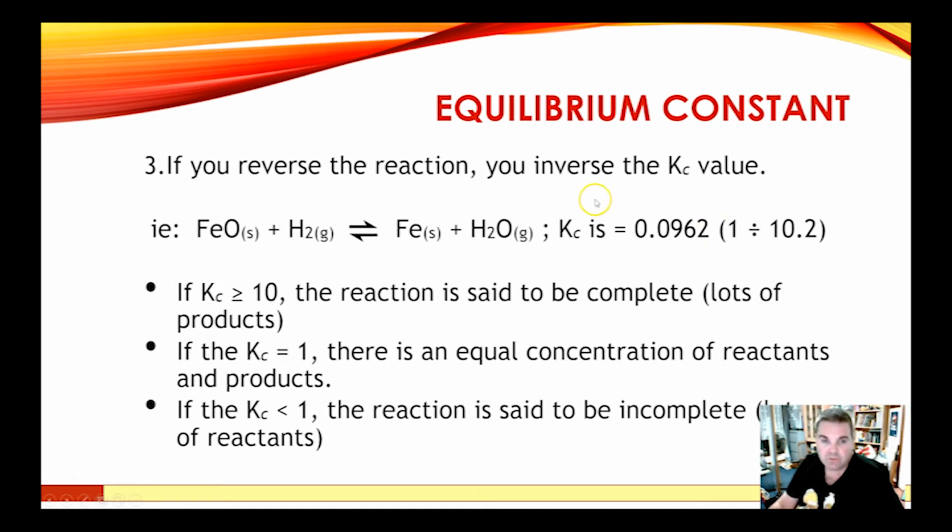If it's greater than or equal to 10, the reaction is complete, so there's lots of products. That makes it a big number on top, very small number on the bottom, so high concentration of products. If it's about equal to 1, there's an equal concentration of reactants and products, which makes sense. If it's less than 1, the reaction is said to be incomplete. So you've got a small number divided by a big number, so there's lots of reactants, a small amount of product. Alright, so let's actually look at doing this.